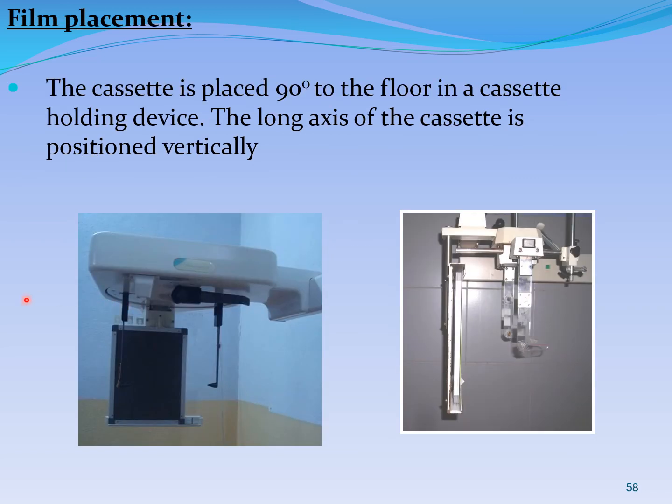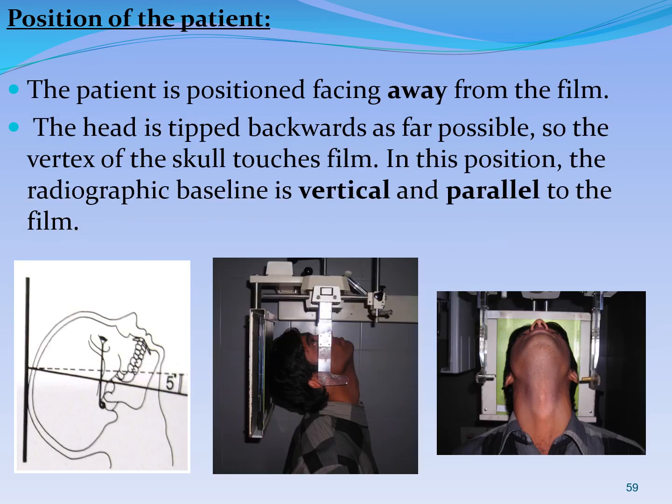Film placement. The cassette is placed 90° to the floor in the cassette holding device. The long axis of the cassette is positioned vertically. Position of the patient. The patient's head will be facing the cassette, as you can see in the image over here. The patient is asked to sit comfortably on a chair and asked to extend the neck as far as possible so that the center of the skull touches the cassette, as seen in the image over here.